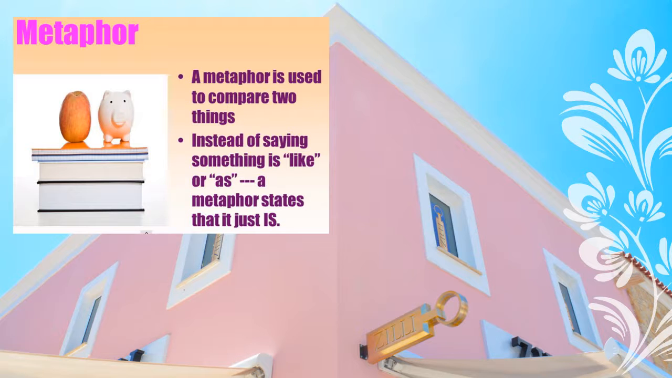Metaphor. It is used to compare two things. Same as your simile, both of them are used to compare two things. But the only difference is you need not use the words like or as in your metaphor, because a metaphor states that it just is. Meaning to say, there is a direct comparison in your metaphor. Direct meaning to say, direct comparison of one object to another object.